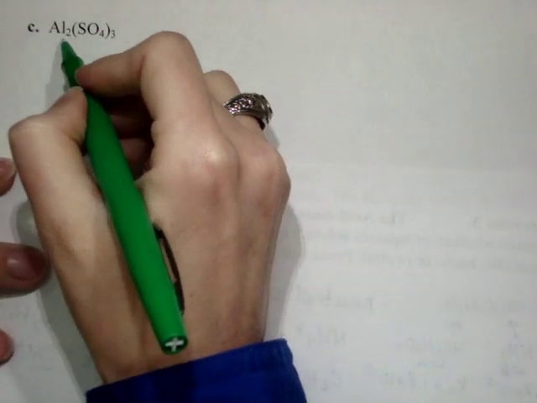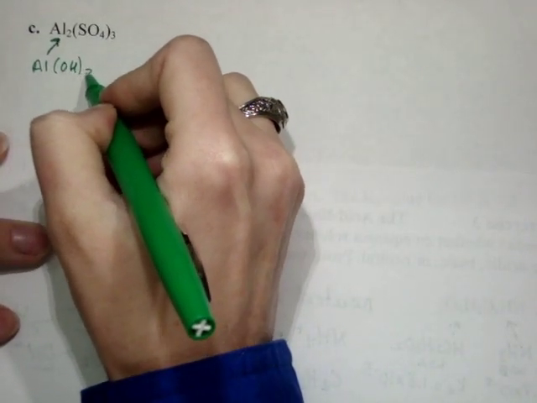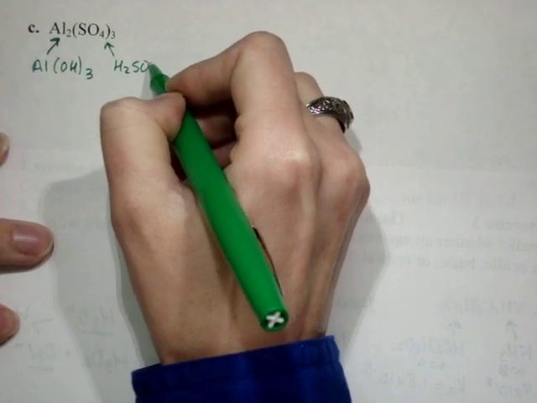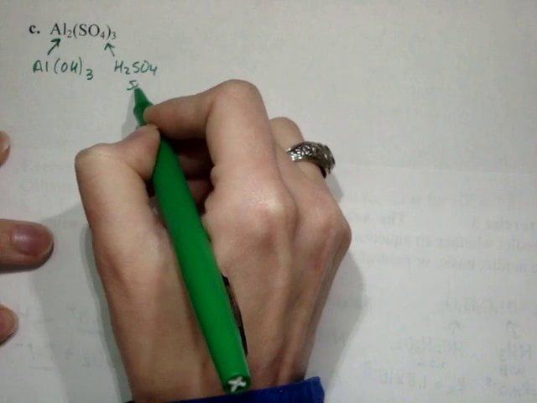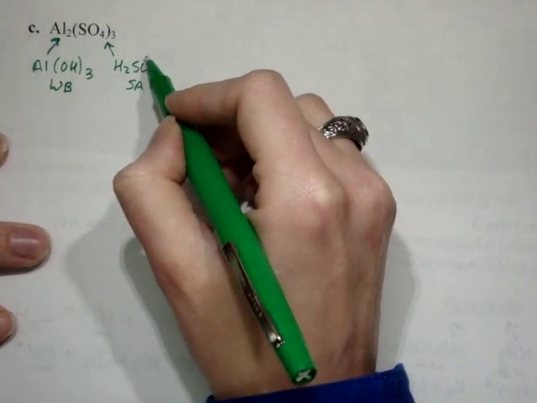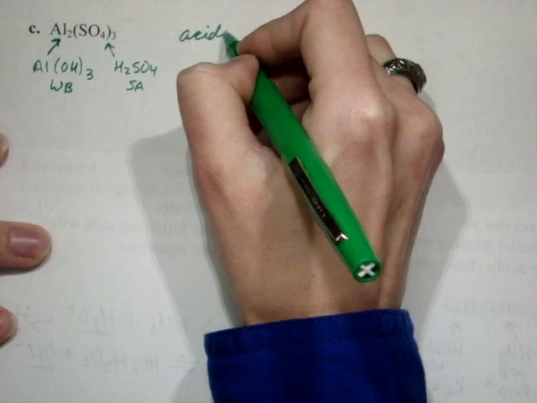For part C, it's actually even a little more tricky. You have aluminum sulfate, so again we have a salt. This comes from aluminum hydroxide. Sulfate's coming from sulfuric acid. So we have a strong acid and a weak base, because it's not one of our strong bases. So since this is a strong acid, weak base, we're going to have an acidic salt.